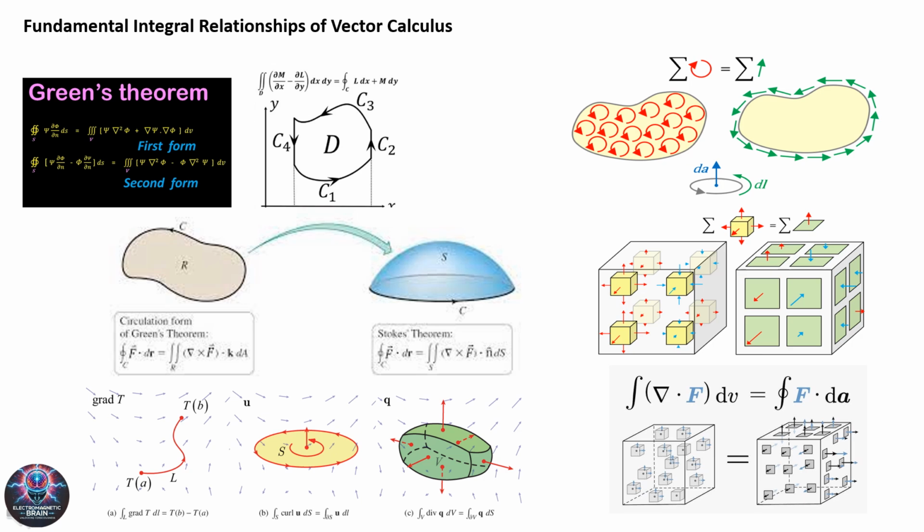The divergence theorem, also known as Gauss's theorem, connects the flux of a vector field through a closed surface to the volume integral of the divergence of the field within the enclosed volume. It asserts that the total outward flux through a closed surface equals the sum of all sources or sinks, divergence, within the volume.